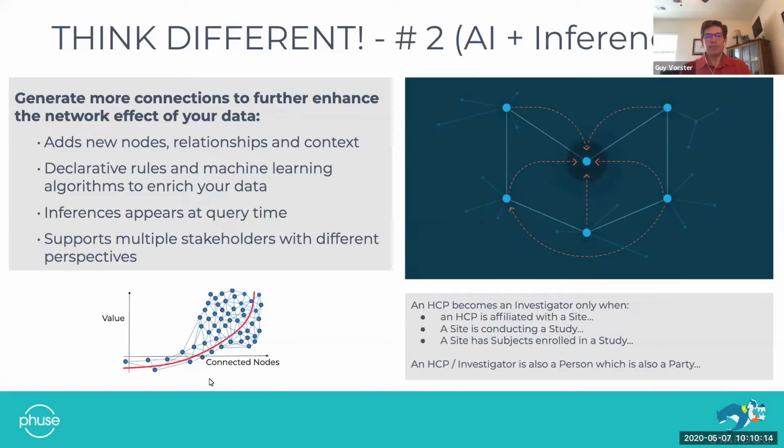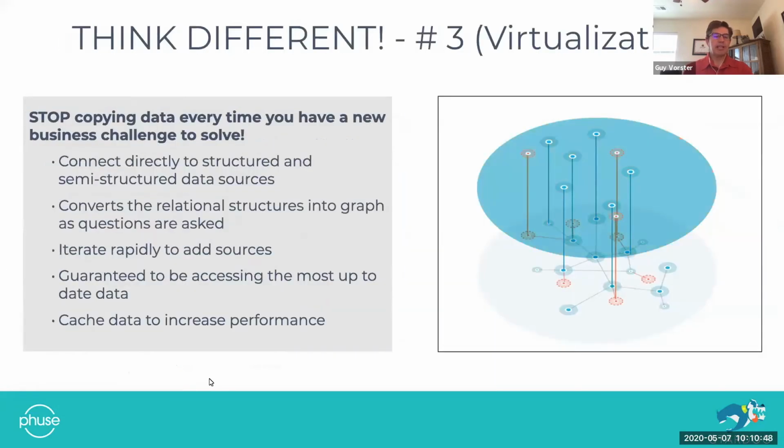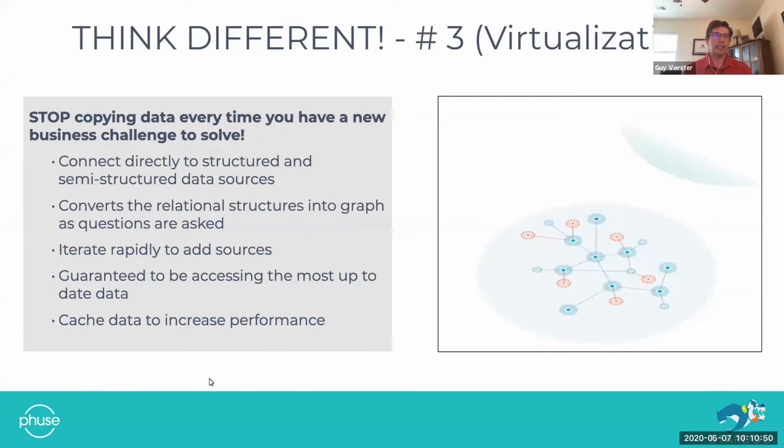An example of inferencing at the bottom that you can see, adding a little bit of context into a data set, purely as an example, could be that a healthcare professional only becomes an investigator when certain conditions are met in the data. For example, that person is affiliated with a site that is busy conducting a study, and a site has subjects enrolled in a study. Only then does a healthcare professional become an investigator. And an investigator is also a person, which is also a party, and so on. So many complex inferences can be generated out of the data, essentially to enhance the network effect.